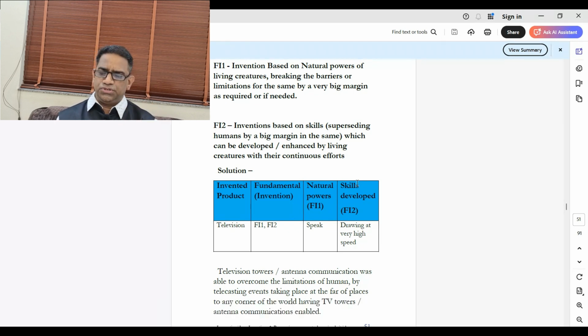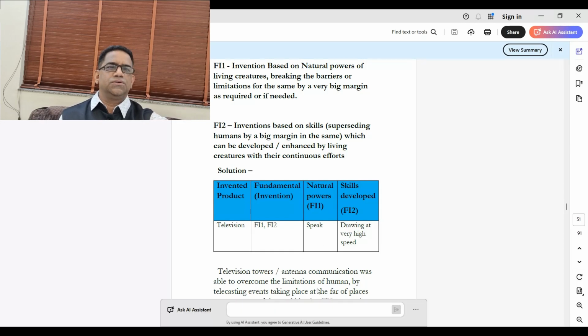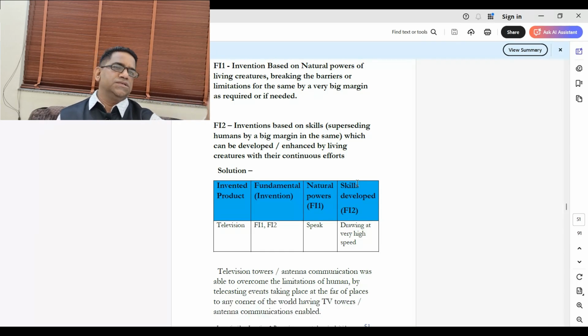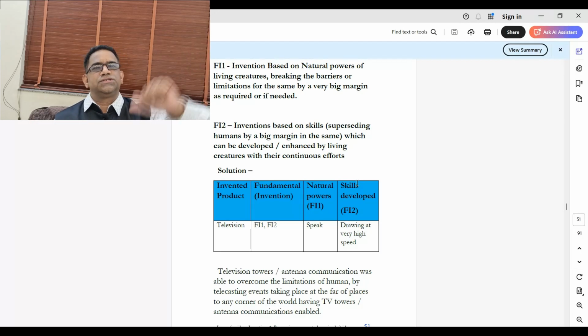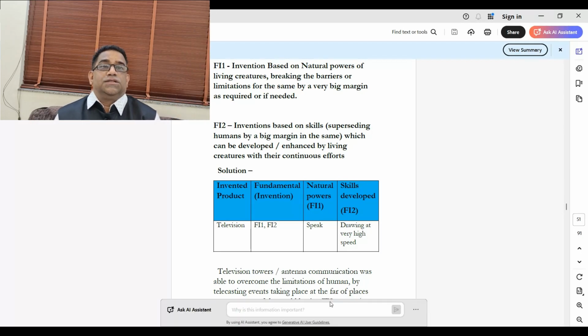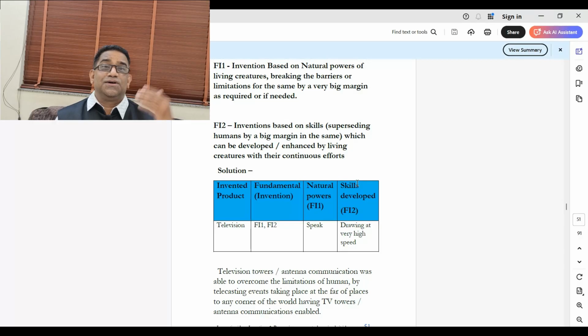What are the fundamentals based on which it is invented? Two: FI1, FI2. Natural power to speak. What limitation has it overcome also? To see through our eyes for a specific horizon. If there is an event, a match, a program going on, maybe within a certain horizon of my eyes, I can see that. But if it is happening in another city, or maybe another corner of the same city, or in another country or another subcontinent, can you and I see that? No, we have to go there physically.